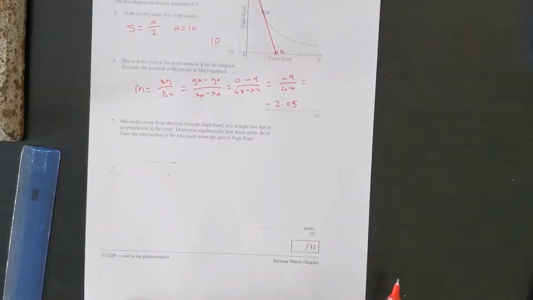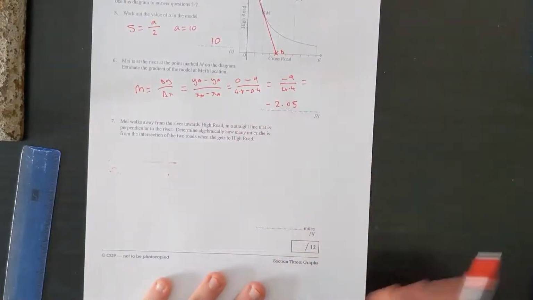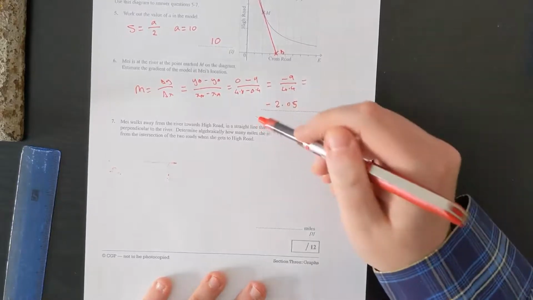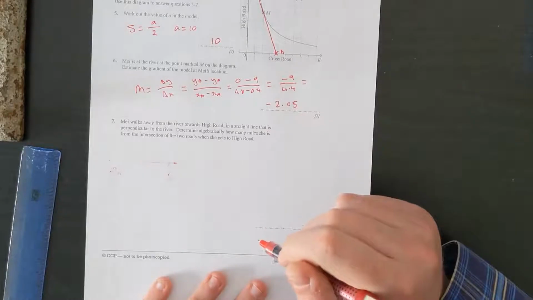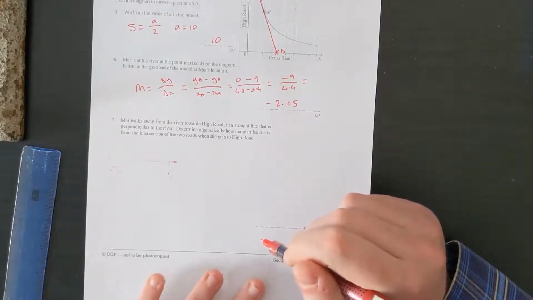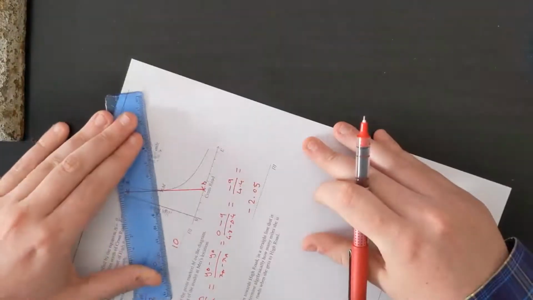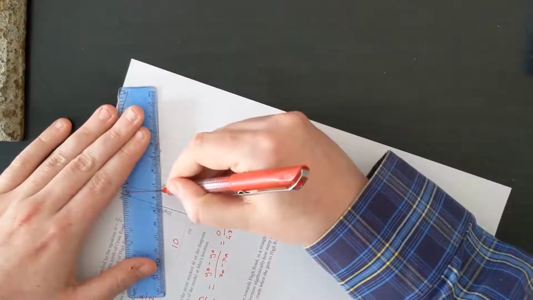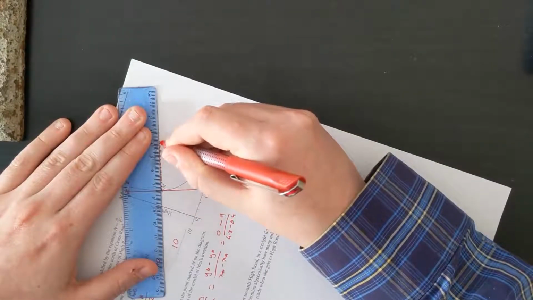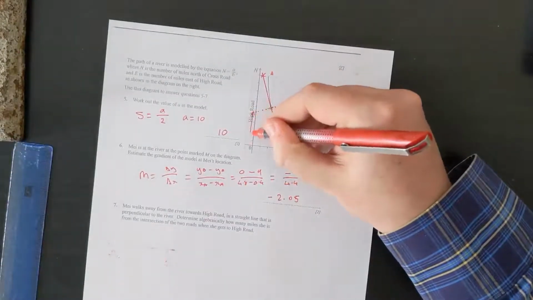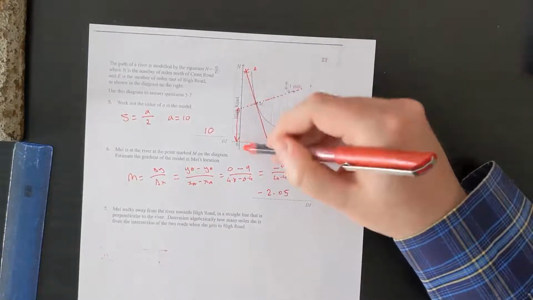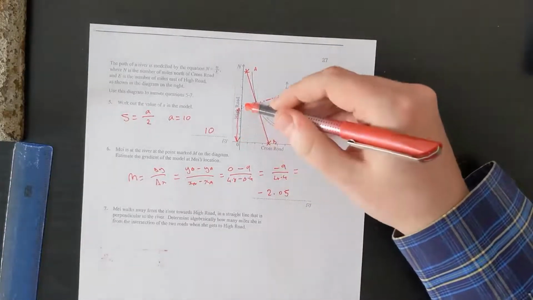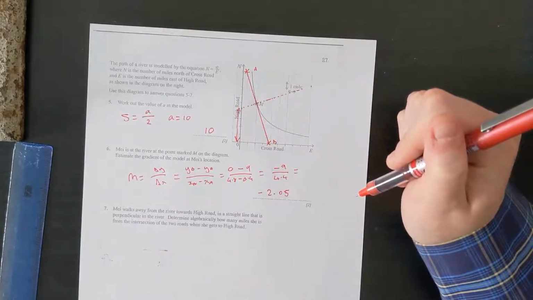Question 7. May walks away from the river towards High Road in a straight line that is perpendicular to the river, so we're at M. Determine algebraically how many miles she is from the intersection when she gets to High Road. So, just help me visualise that. I'm going to draw a line that appears to be roughly perpendicular. I'm just going to make that dotted. And so what I'm looking for then is this distance here. So the distance between my origin, that's where the roads are crossing, the crossroads, and where she's going to reach.